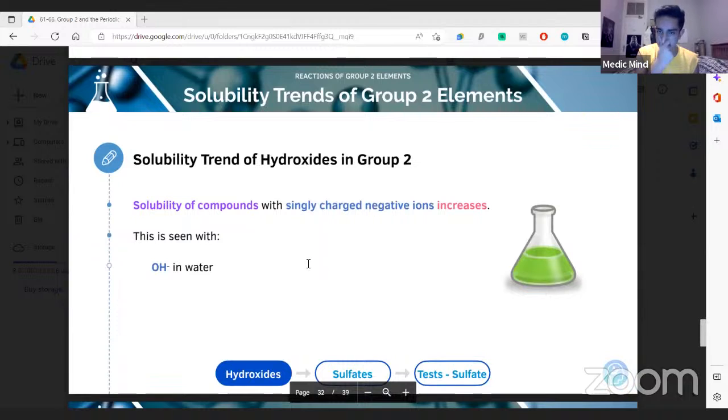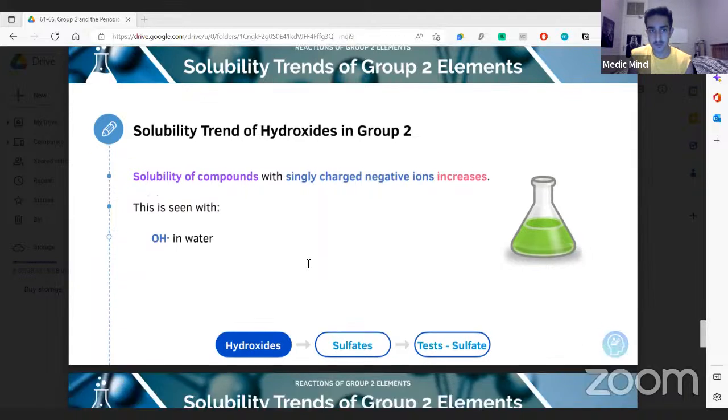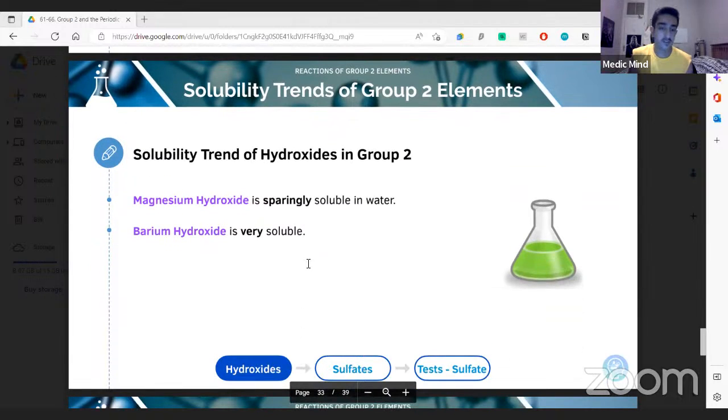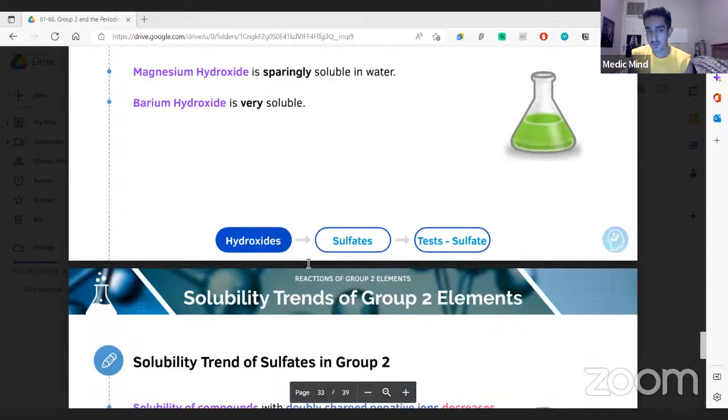So if we think about the solubility, so solubility with singly charged negative ions increases, which means that if it's a metal hydroxide and it's soluble in water, that goes up as you go down the group. For example, magnesium hydroxide, which is used to cure acid reflux, is only sparingly soluble in water. But barium hydroxide, which is used as part of the barium meal, is very soluble in water.